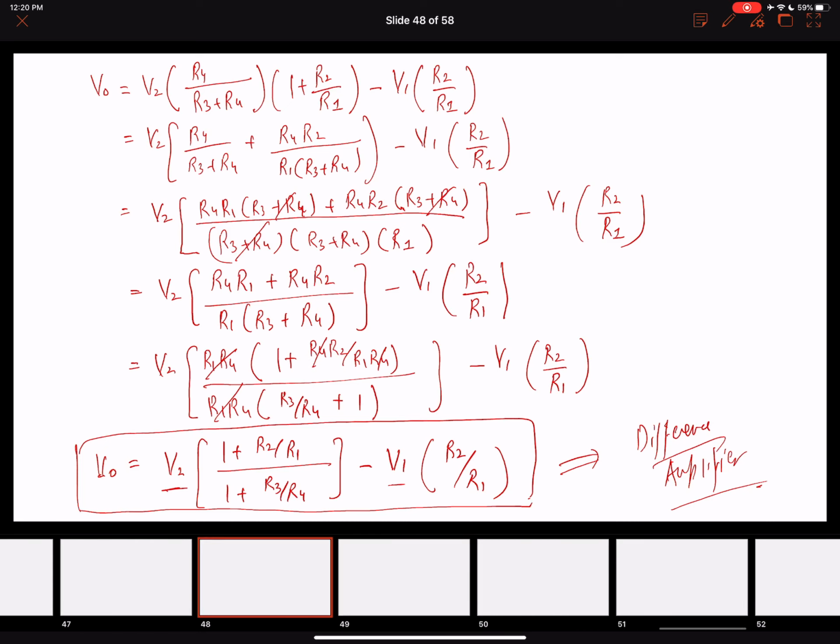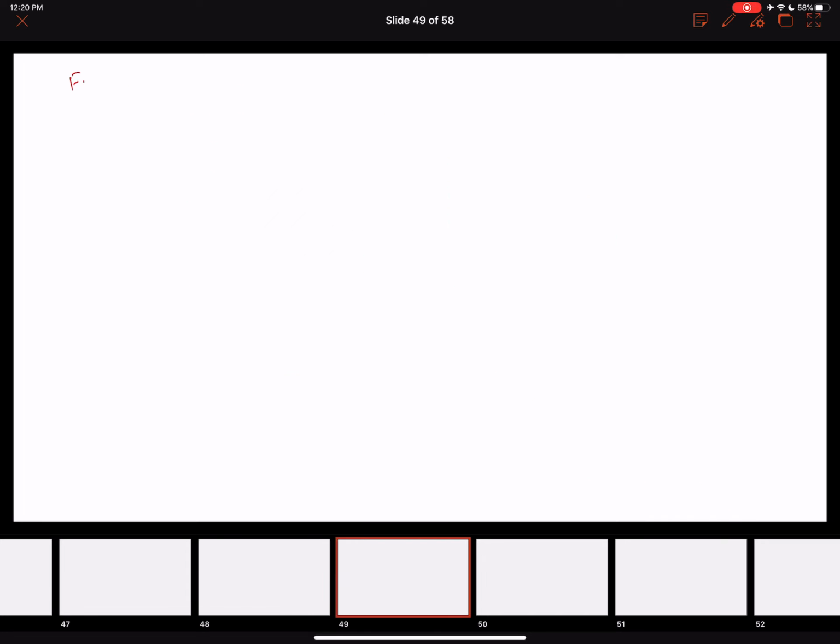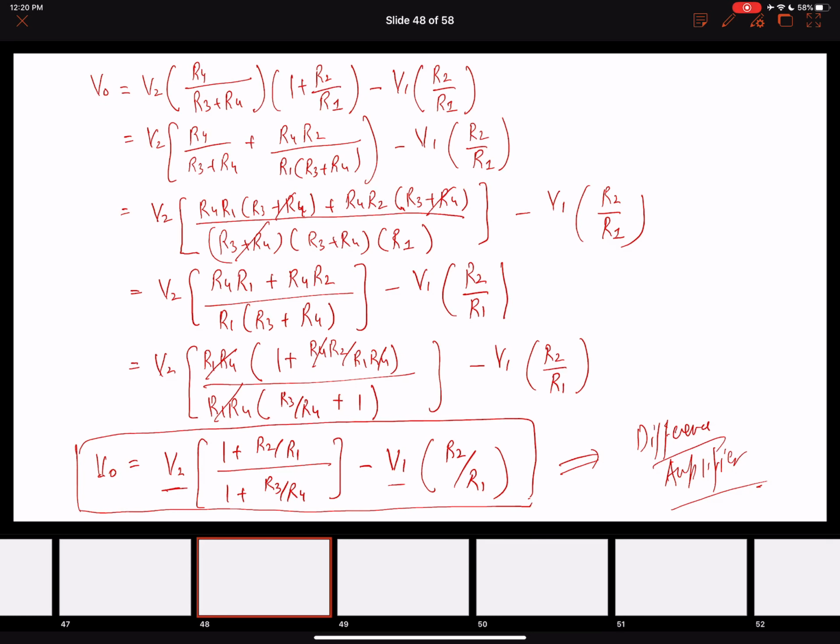So let's analyze this a little more. What we want to do now is find a condition which cancels the common mode signal. I am interested in finding out the condition under which this difference amplifier will cancel the common mode signal present between V1 and V2 and will only multiply the differential signal.